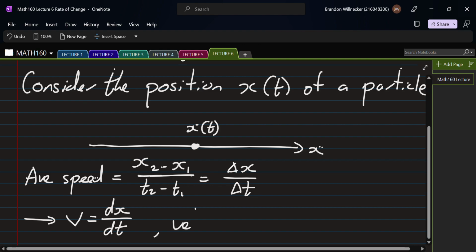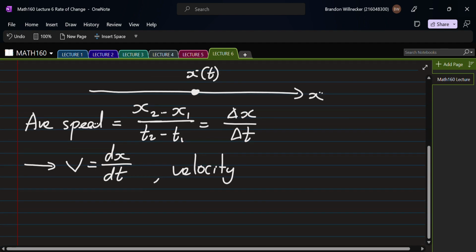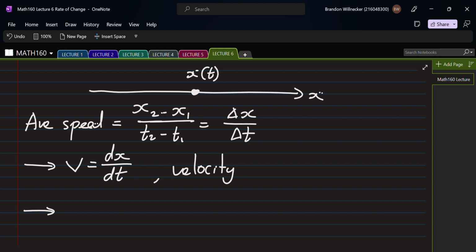Okay, and this will be our velocity. And then we can repeat this procedure again and then find the rate of change of velocity, and we know from our high school work that this will then be the acceleration. Okay, so let's have a look at some examples.